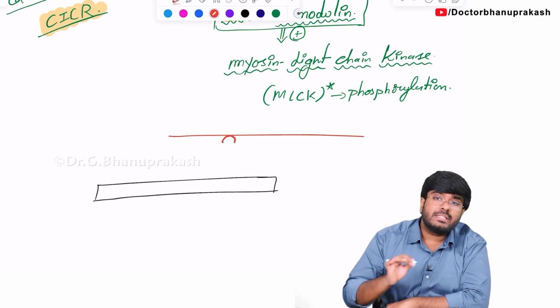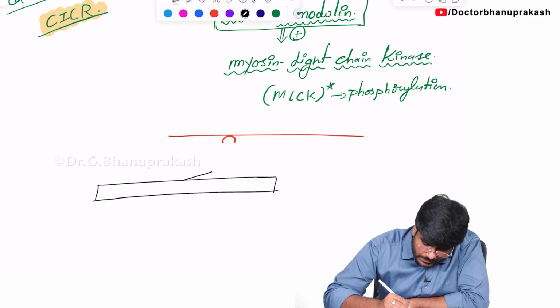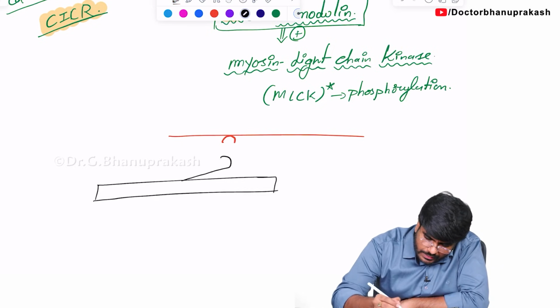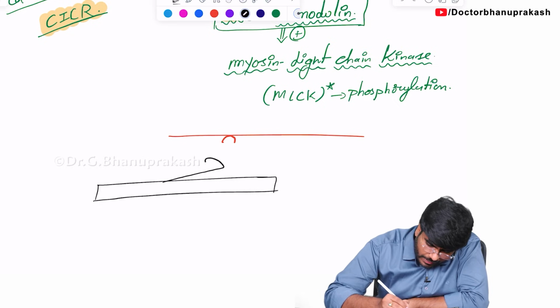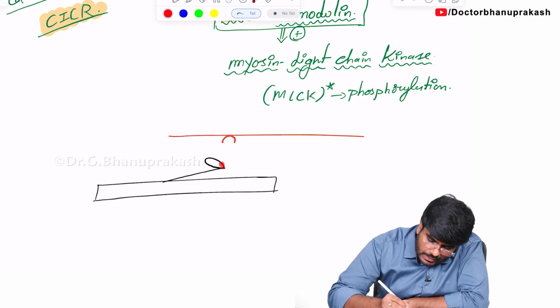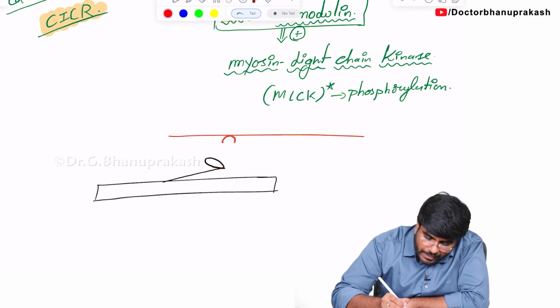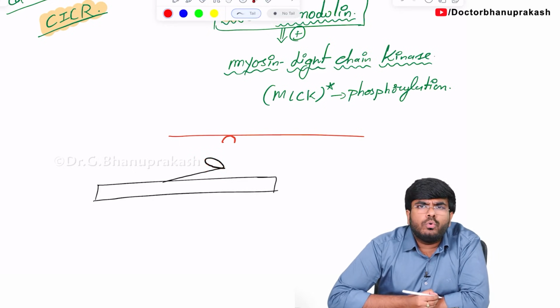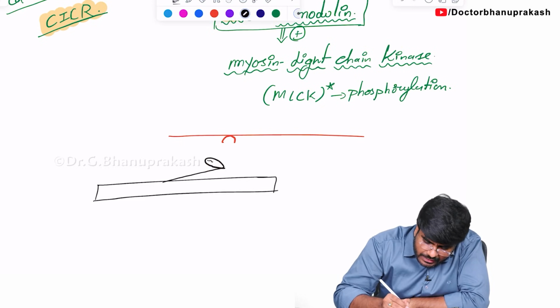See, in smooth muscle, here is the myosin head. You tell me, the myosin head here is not properly oriented. It is in a bent form. The angle is very, very small. Now, what do we need to do? Here there is a myosin light chain. These heads are made up of myosin heavy chains and light chains.